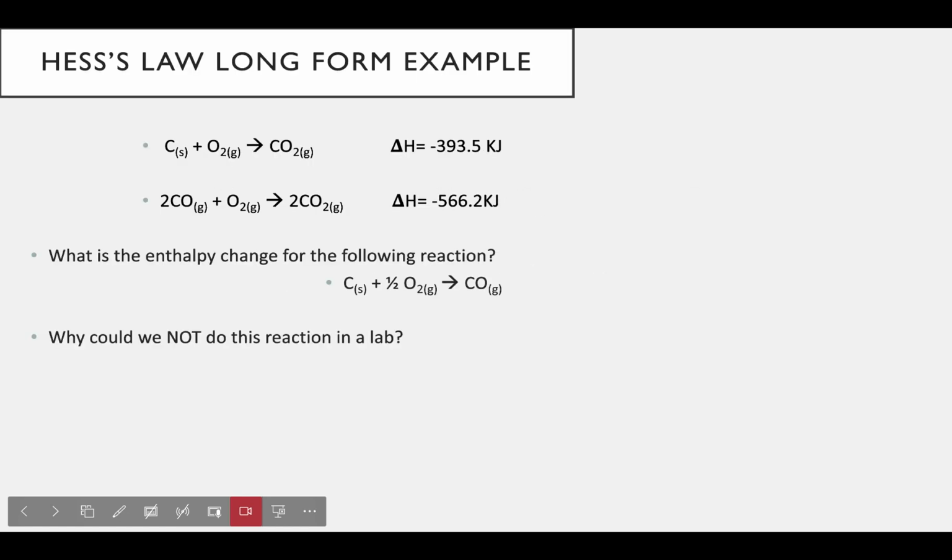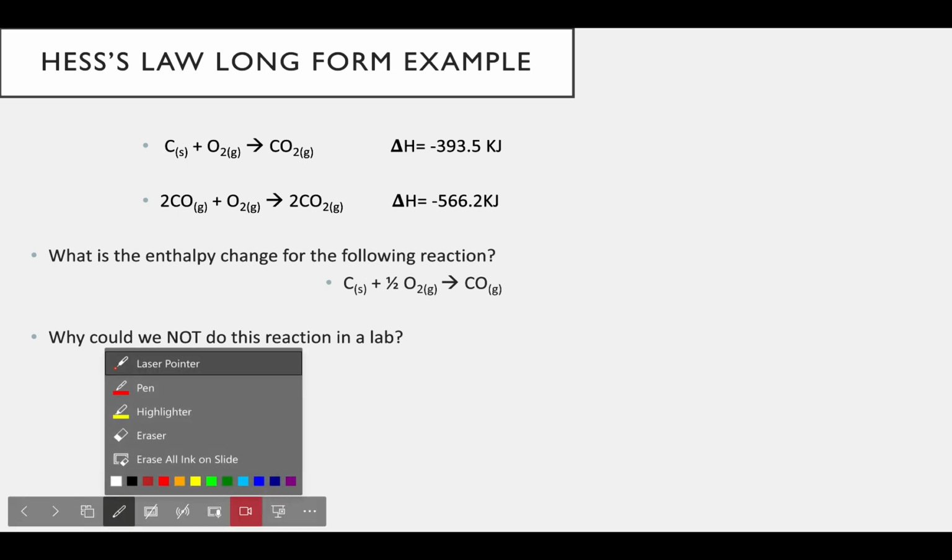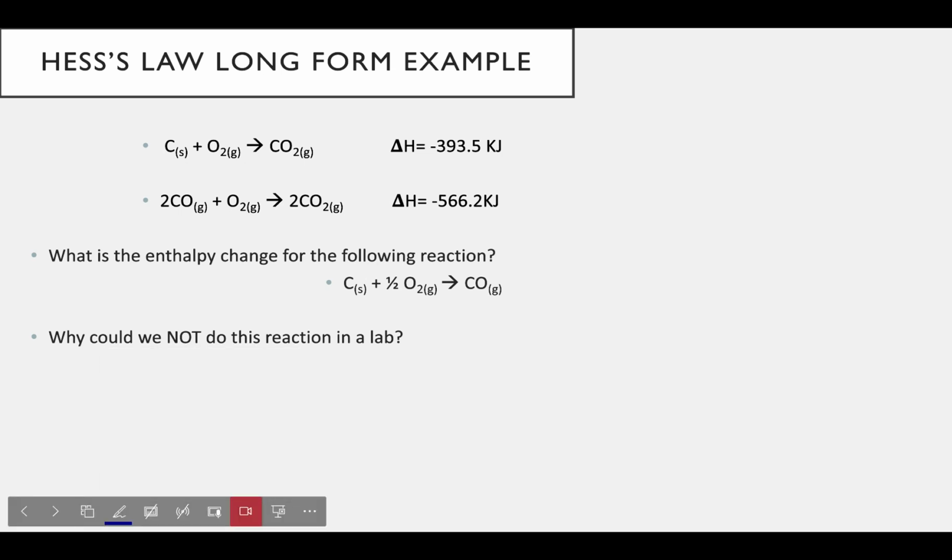So I'll be doing this quick example, and this is just showing us how we go from using two equations that we can manipulate to going towards the target equation. So these are our two equations we're going to manipulate, and this reaction here with carbon and oxygen to get carbon monoxide, this is going to be our target. So this is what we're trying to get these two equations to look like.